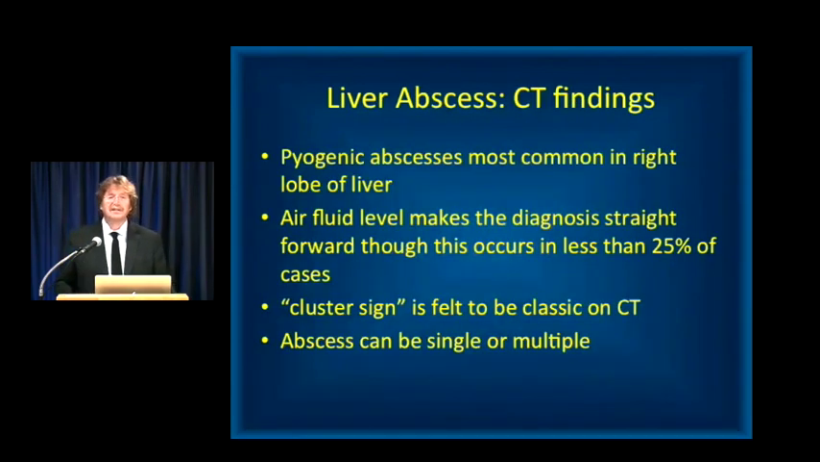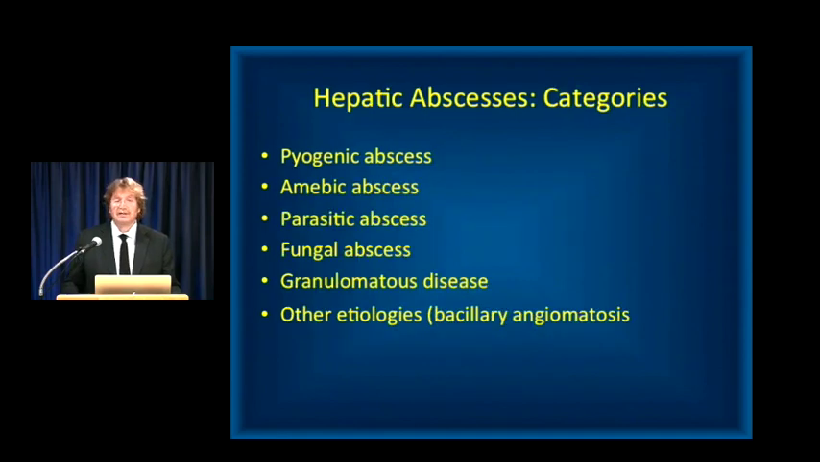Pyogenic abscesses most commonly involve the right lobe of the liver, so does Hydatid disease. Air fluid levels make the diagnosis fairly straightforward, but air fluid levels in liver abscesses and splenic abscesses happen in far less than 25% of cases. We talk about another sign where there are multiple small clusters of lesions present, the so-called cluster sign, and that also represents abscesses. And as mentioned, abscesses can be single or multiple.